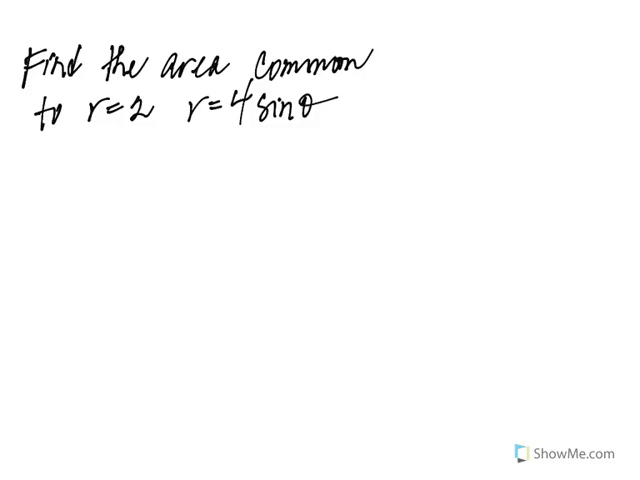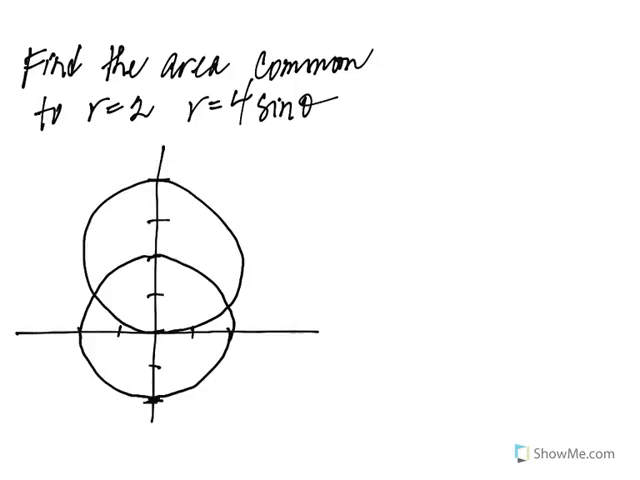All right, so the second portion of this section is they're actually going to give you two separate curves, and they're going to look for common area within them. So let me give you an example of that now. Find the area common to r equals 2 and r equals 4 sine of theta. You might want to pause this, maybe sketch these, and I'm going to do it now.